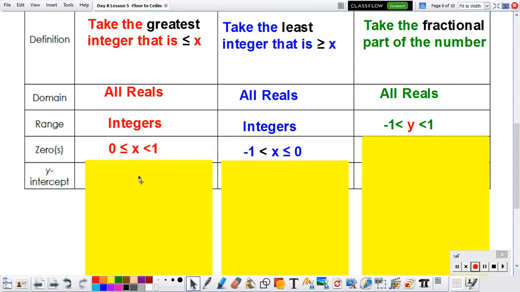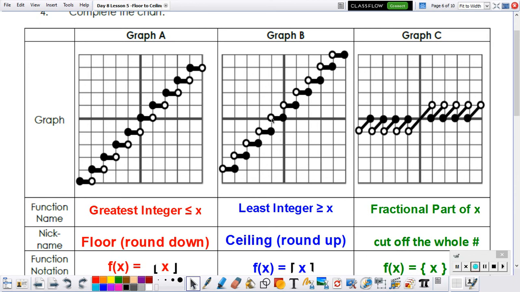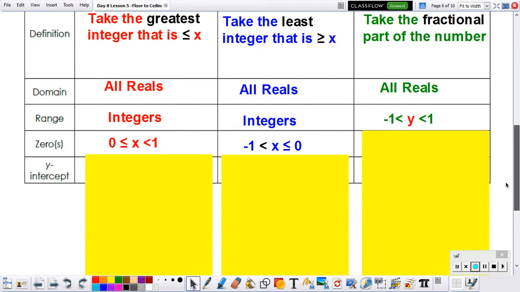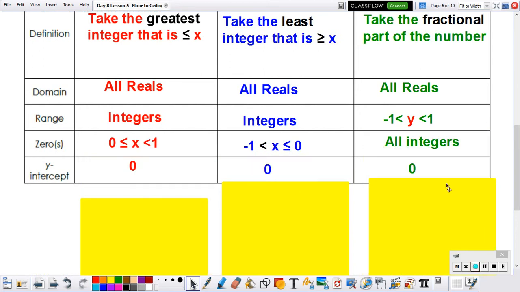Okay, now I want you to notice that for the round down function, we're including 0 but not 1. And for the round up function, we are not including -1, but we are including 0 because that's where these graphs touch the x-axis. And then the y-intercepts are 0, 0, and there you go.